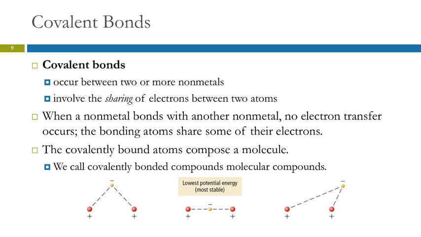So we call covalently bonded compounds molecular compounds because covalently bound atoms compose molecules. So in a molecule, the atoms are bound by covalent bonds. In sodium chloride, which is also a compound, there aren't any molecules. There are just ions and ionic bonds. That's an ionic compound.